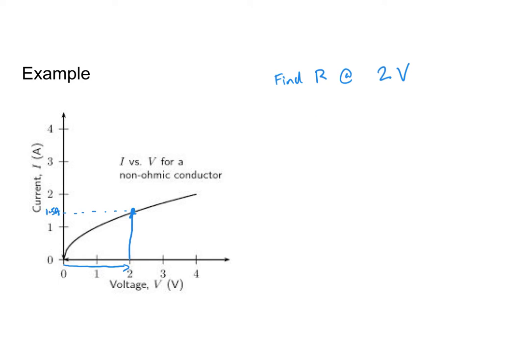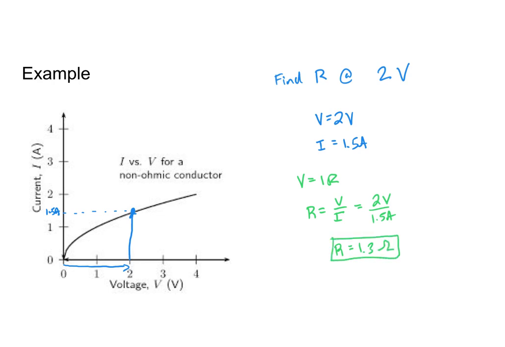So at 2 volts, my voltage is obviously 2 volts. My current is 1.5 amps. Plugging that into Ohm's law, V equals IR, which I'm going to now, first, before plugging in numbers, solve for R. I get that my resistance is my voltage over my current, or 2 volts over 1.5 amps, giving me a resistance of 1.3 ohms at 2 volts.